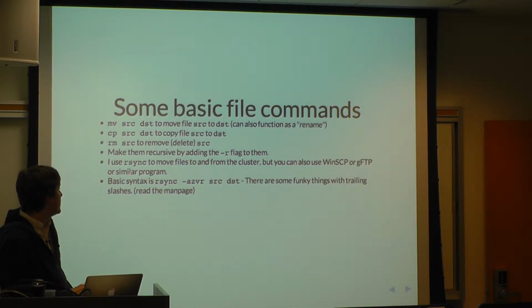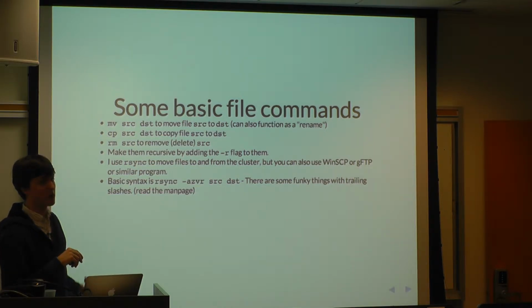So for rsync at least, the basic syntax that you use is like this. I don't remember what all these flags mean. I decided they were important at some point. V is probably for verbose, R is for recursive. I don't remember what A and Z are for. But so source, generally from your source machine to destination. I'll have an example showing how this works with the server in a little bit.